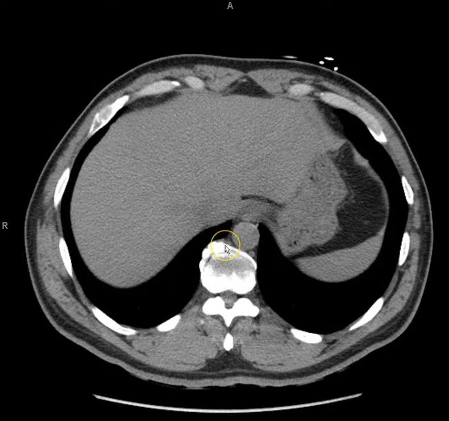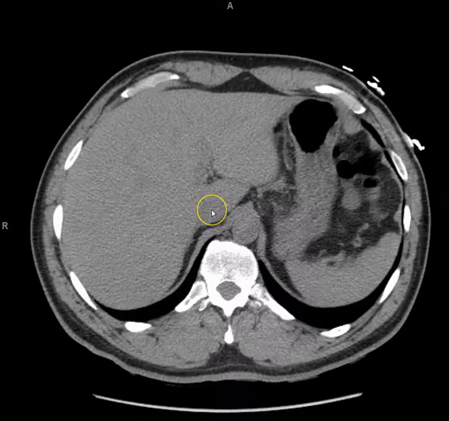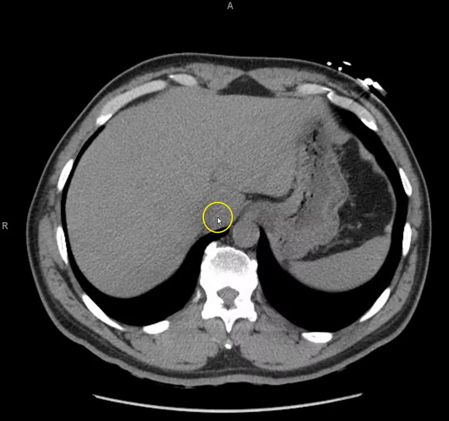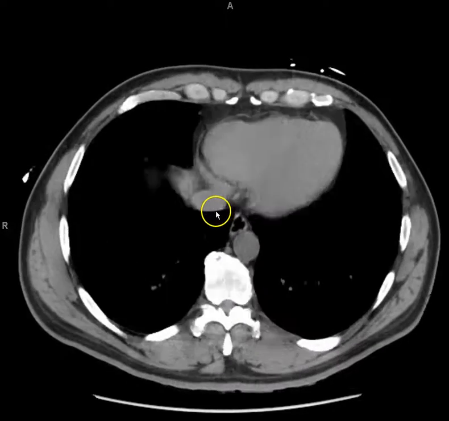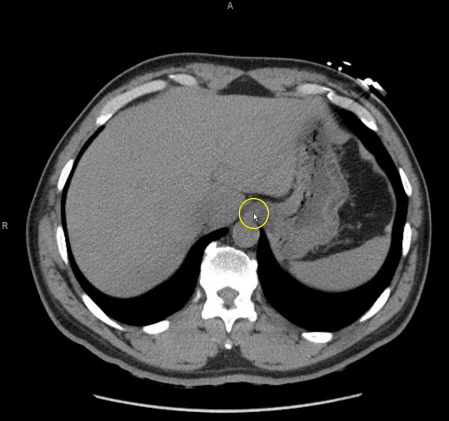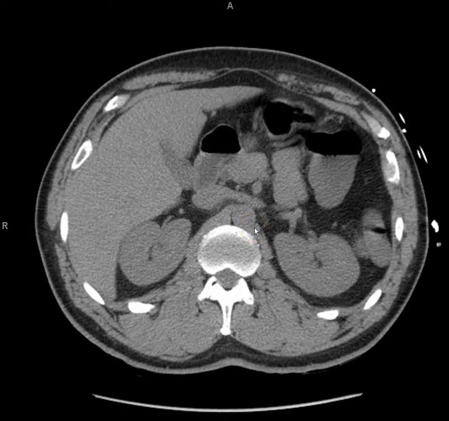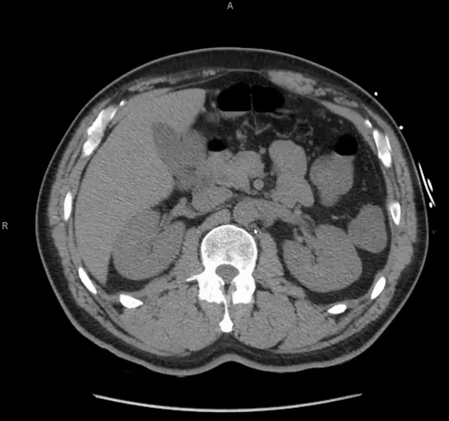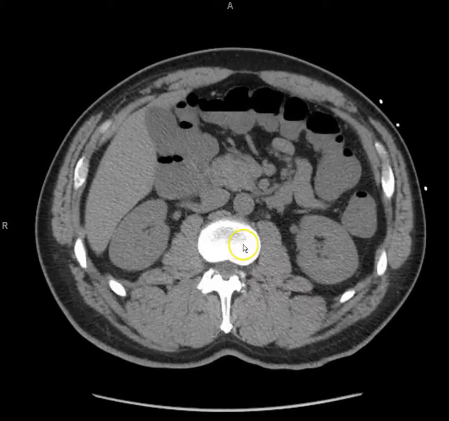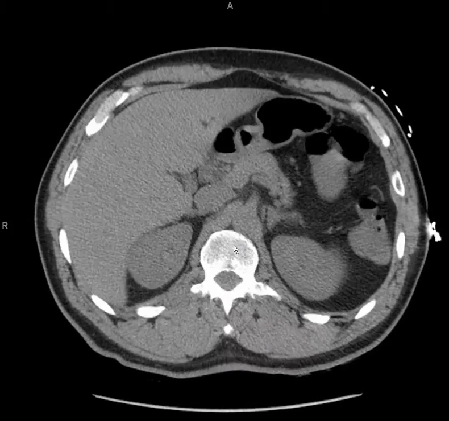And what level is the IVC? Okay, good. So you saw that here. The IVC crosses much higher up, and then crosses the aorta. You see that, right? Good. So that's one way to help figure out your spine.